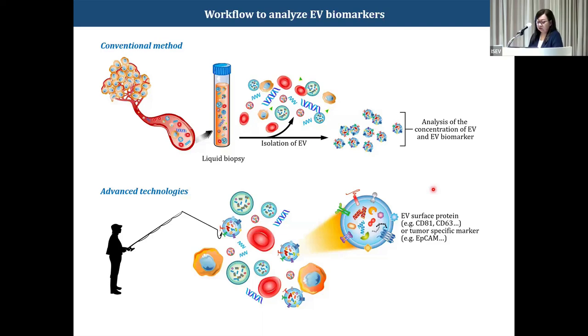Some of the advanced technologies make use of EV-specific surface biomarkers or tumor-specific markers expressed on the surface of EVs for targeted EV capture. For example, tetraspanins such as CD63, CD9, and CD81 are commonly expressed on the surface of small EVs, making them ideal targets for EV enrichment. The beauty of the new technologies is that they eliminate the need for prior EV isolation, therefore enabling a more streamlined and high throughput analysis of clinical samples, even when the sample volume is limited.